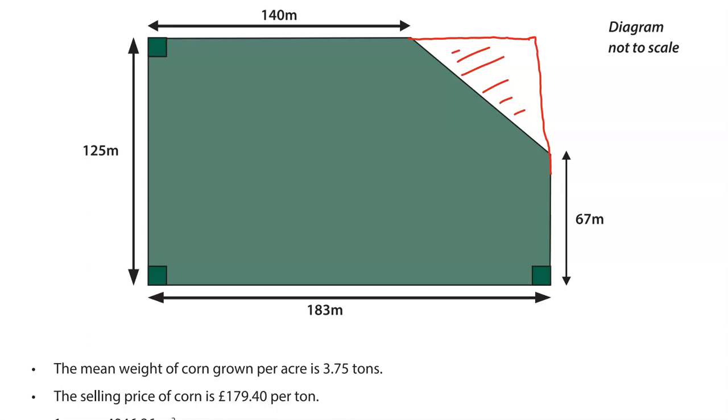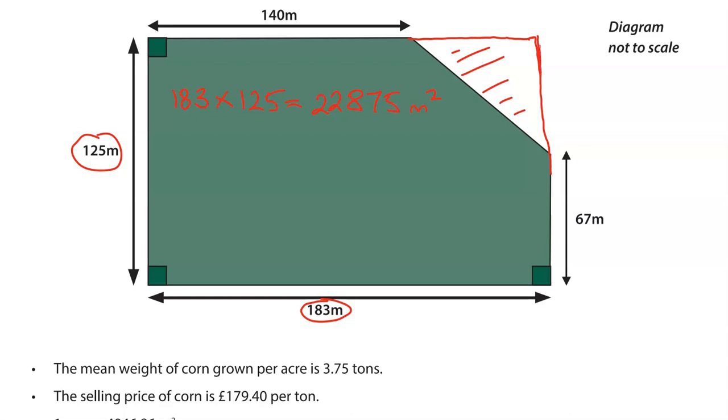So first of all, the area of the big rectangle, we can work it out by multiplying length by width. So length 183 times width, which is 125, and that gives us 22,875 square meters.